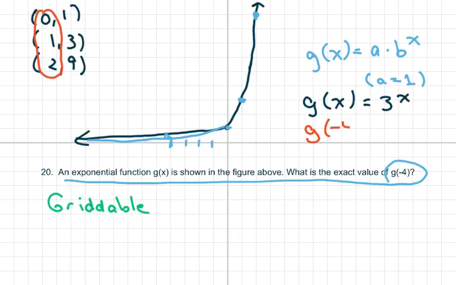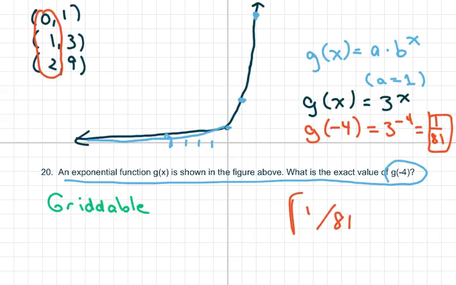So g of negative 4 equals 3 to the negative 4, which equals 1 over 81. And then you have to grid that in, and you're going to grid in 1/81.